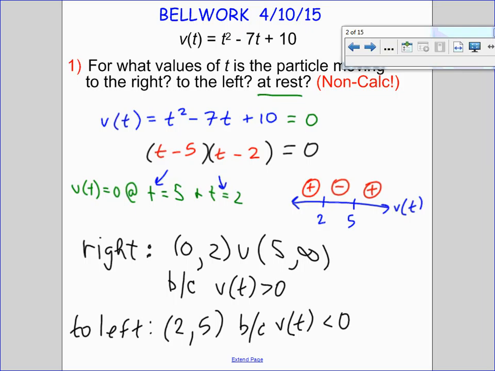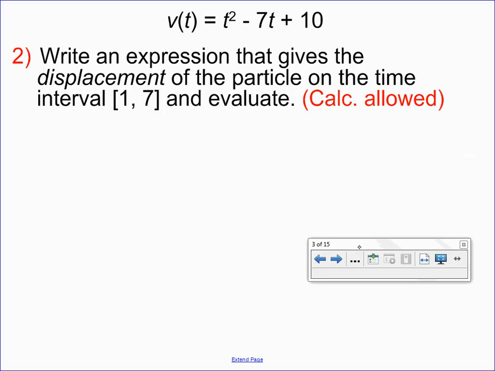Raise your hand if you already found that. So who found that on your own? Non-calculator? No biggie. Great. So then what if we're going to find the displacement of this particle over the time interval 1 to 7?